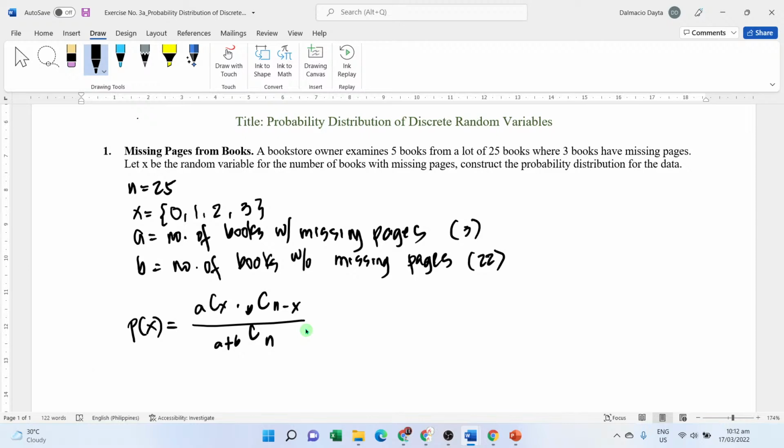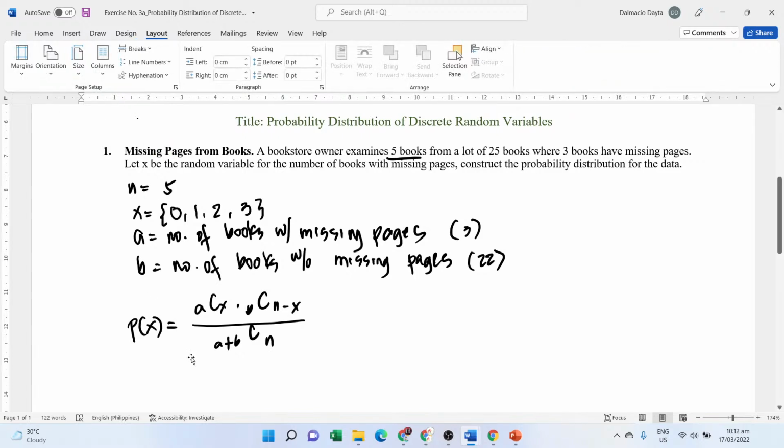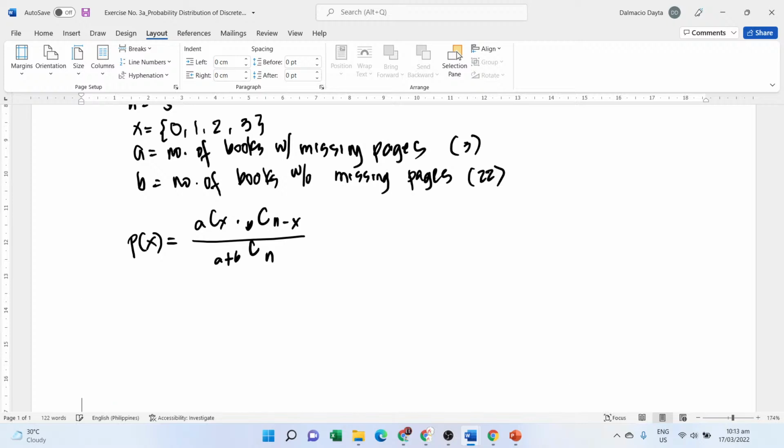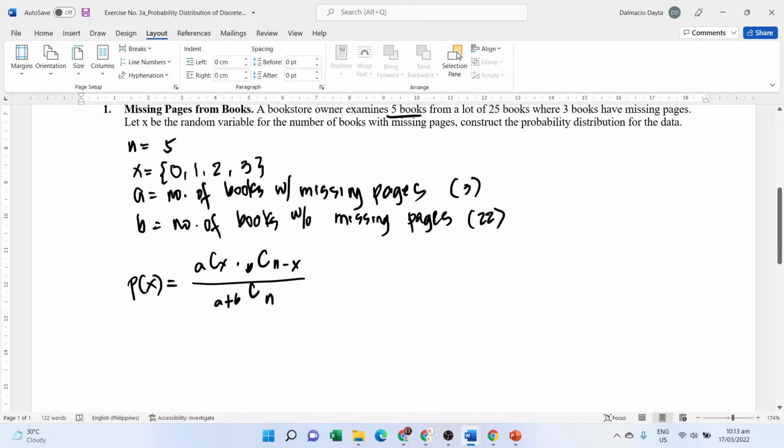Okay, so that means N is 5. Let us have a correction here because we are examining 5 books from the lot of 25 books. So N is equal to 5. Okay, so let us draw the discrete probability distribution for this data. Since the possible values of x are 0, 1, 2, and 3, let us draw the probability distribution table.